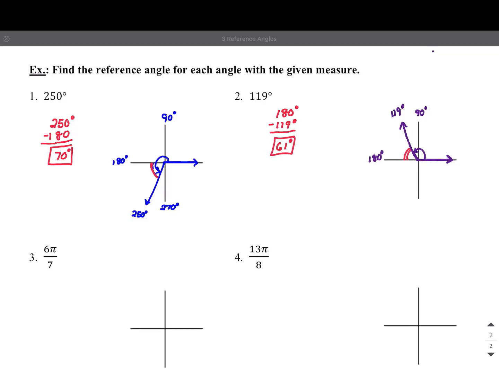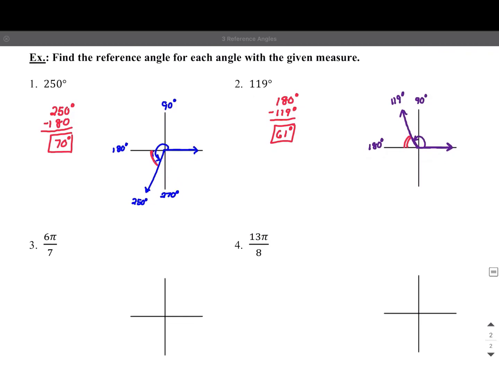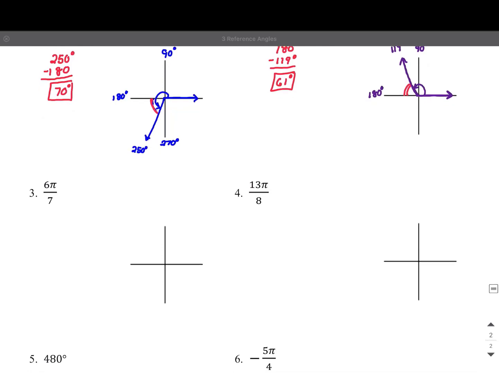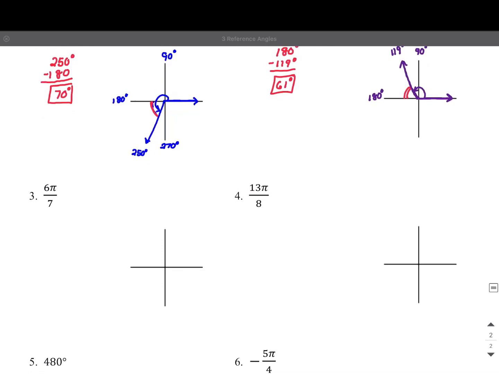Now, what happens if I give it to you in radians? So we have a couple things we can do. First thing, let's try it actually in radians. Okay, let's actually think in radians for a change. So here we go. This is 0 radians.